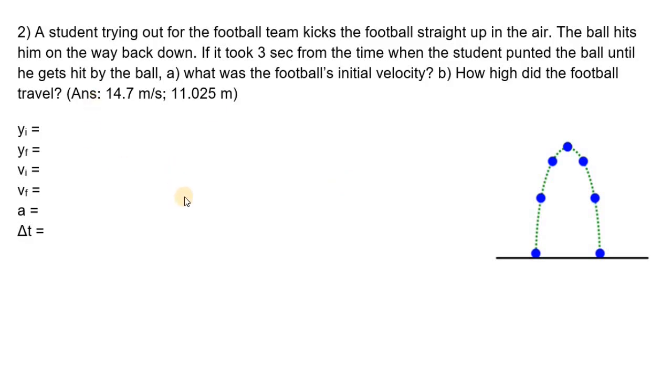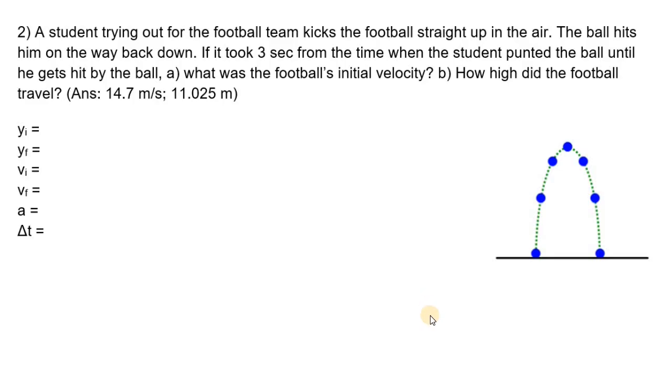Let's get into problem number 2. It says, a student trying out for the football team kicks the football straight up in the air. The ball hits him on the way back down. It took 3 seconds from the time when the student punted the ball until he gets hit by the ball. A. What is the football's initial velocity? B. How high did the football travel?